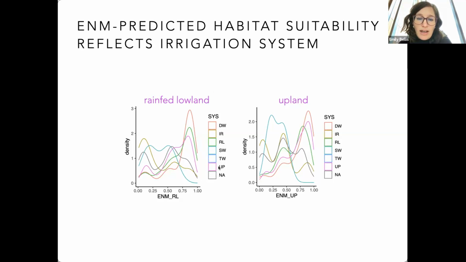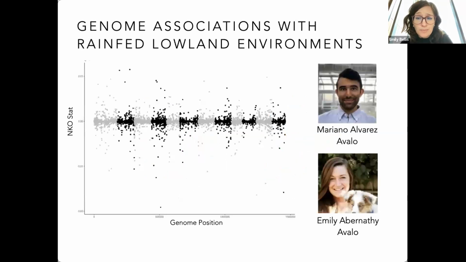So we have upland varieties actually end up having pretty high habitat suitability score for rain-fed lowland locations, and also the deep water have pretty high habitat suitability there too, which is very interesting to see because the deep water rice often, in addition to flooding tolerance, many of those accessions will have high drought tolerance as well.